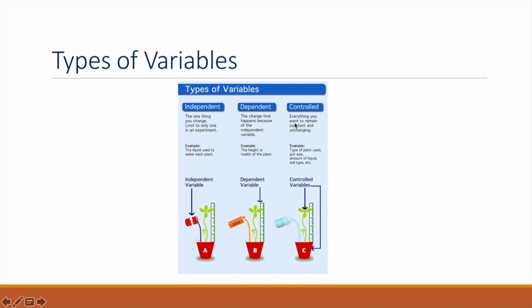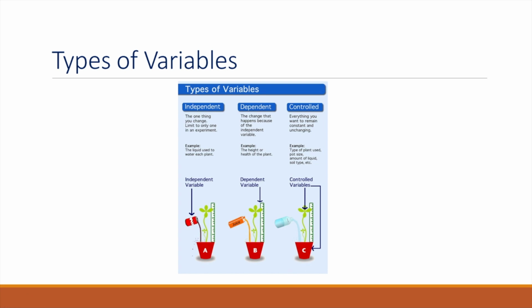The dependent variable is the change that happens because of the independent variable. So it's what is changing based on this independent variable, the thing that we changed over here. So for example, the height or health of the plant. When I watered it with cola, how the plant likes cola is going to affect the tallness. Same thing with the juice and same thing with the water.